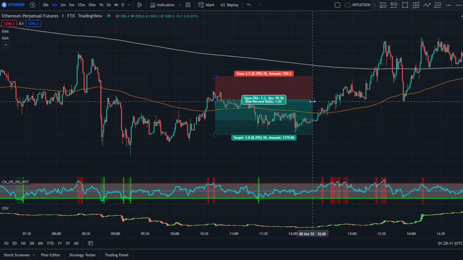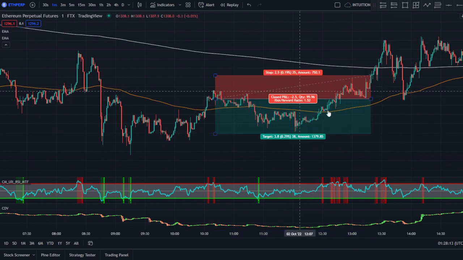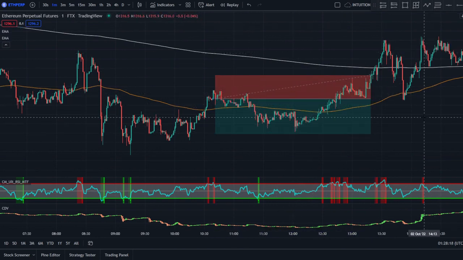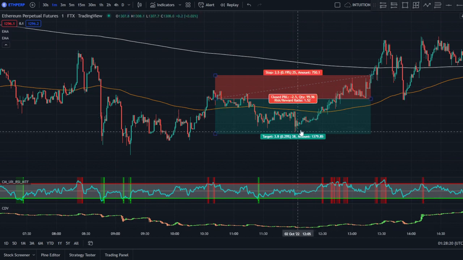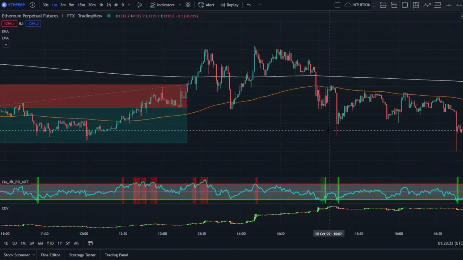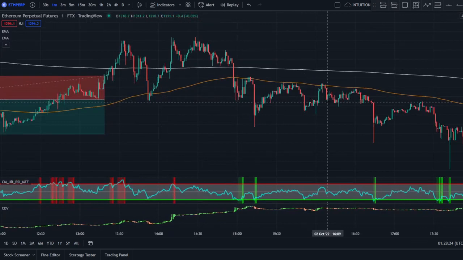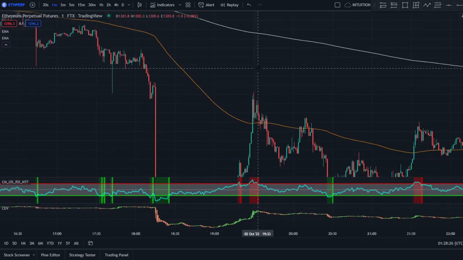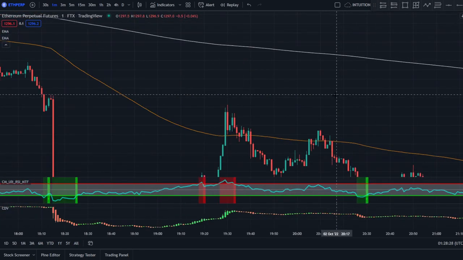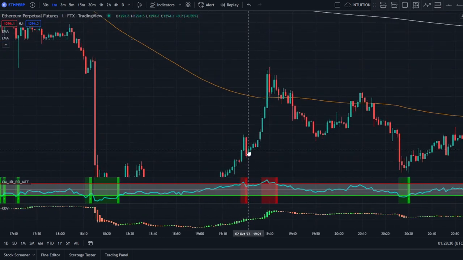So right here, we would have been stopped out, so that would be a loss, but it got quite close to the target. And like I said with all my strategy videos, if it gets close to the target, just move your stop loss to break even. So let me find another valid position. Right here will be a valid position. These are the trades that you want to take.